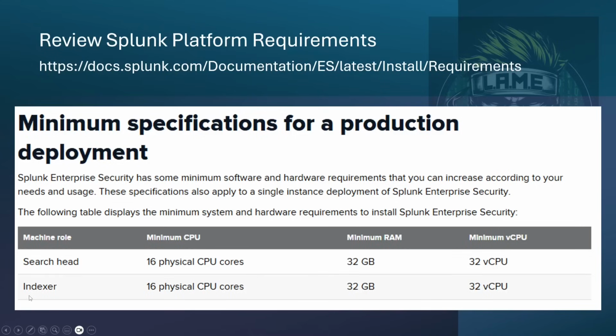The requirements are the same for an indexer in a production deployment. So 16 physical CPU cores, 32 gigabytes of RAM, and 32 virtual CPUs for those as well. It's worth noting that these are minimum specifications.